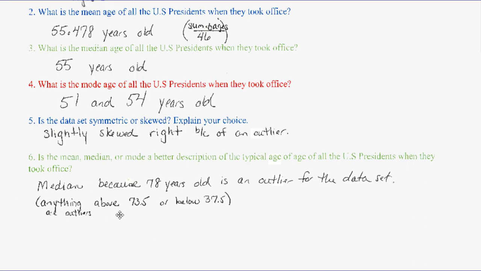The middle value is going to be a better measure of all the US presidents up through the 2020 election as our data representation. Again, here, if you were calculating the outliers, anything above 73.5 or below 37.5 would solidify that case.